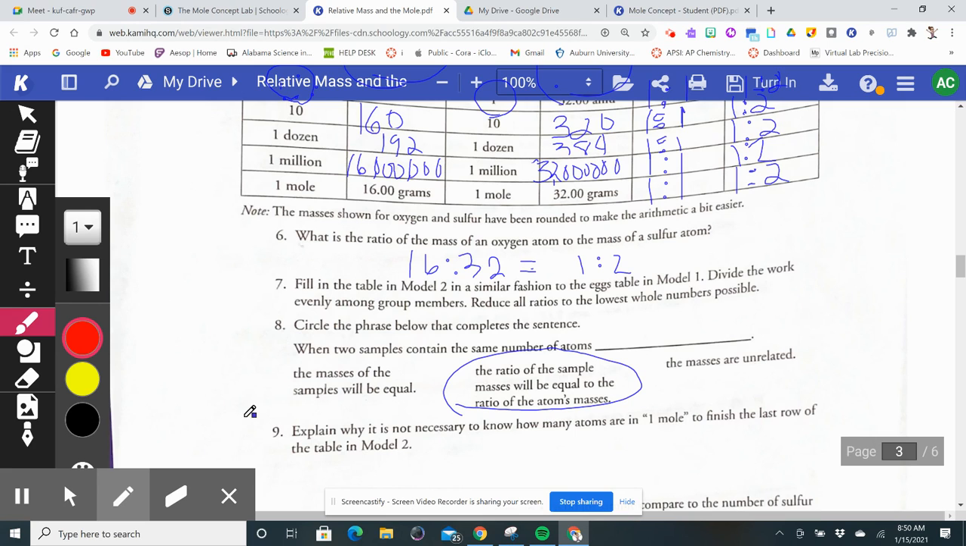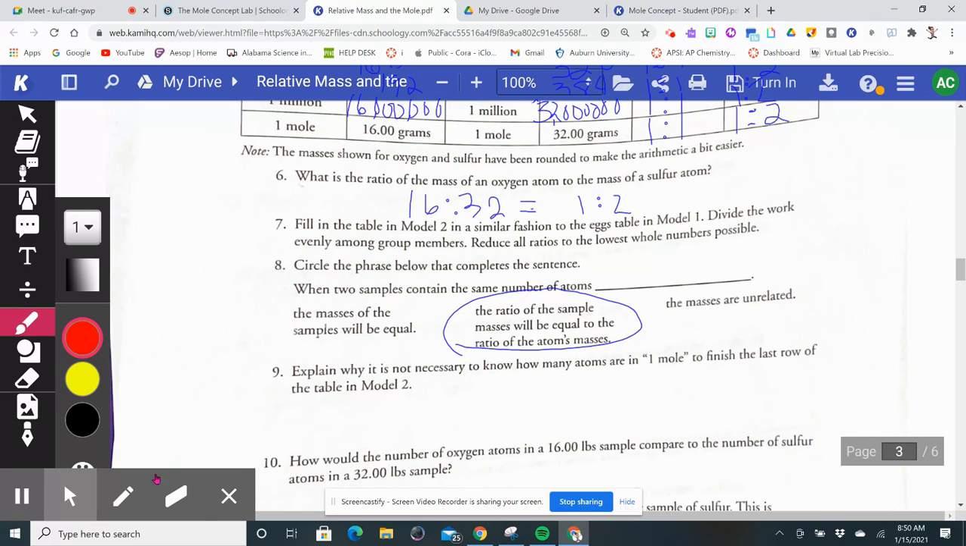Okay? So number 9, explain why it is not necessary to know how many atoms are in 1 mole to finish the last row. I told you how many there were, but why would it not matter? Because they still have the same what? No matter how many things are in a mole, you still have the same number of things in the mole. So their masses are still going to be the same ratio. You don't need to know what that number necessarily is. You just know that they have the same number of things in them, and the ratio of their masses will be the same.